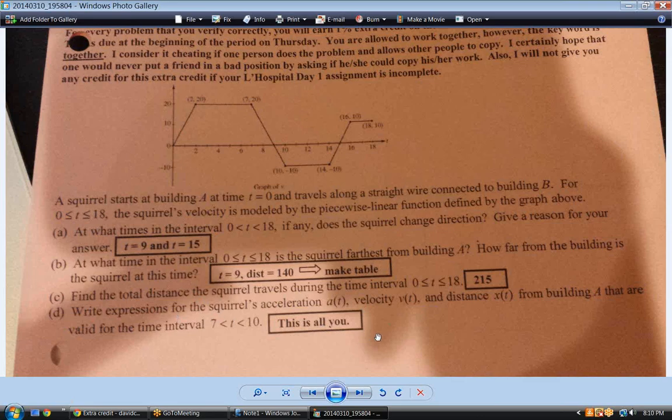Write the expression for the squirrel's acceleration, velocity, and distance from building A that are valid for the time from 7 to 10. This is all for you. We got to figure this one out ourselves, huh?